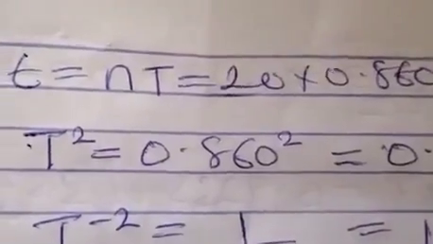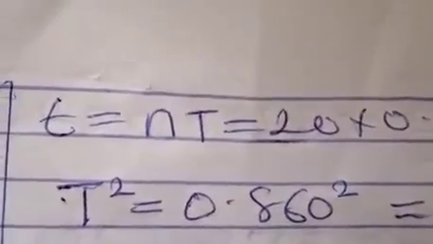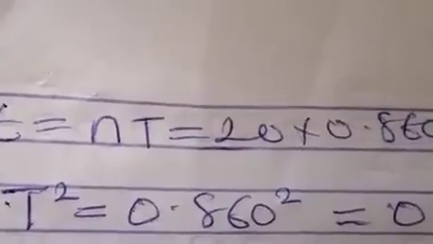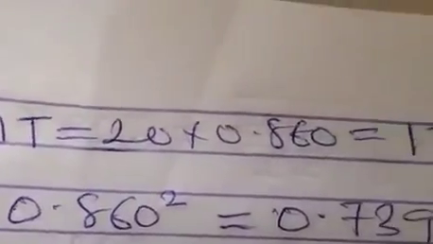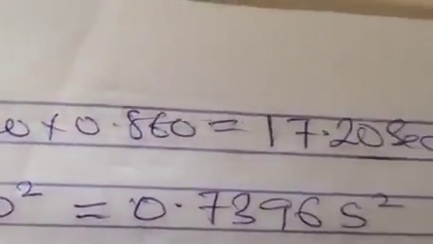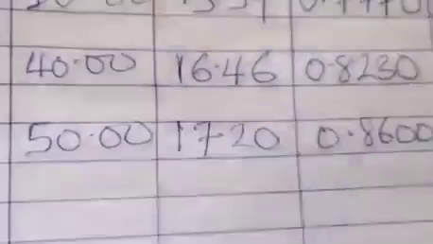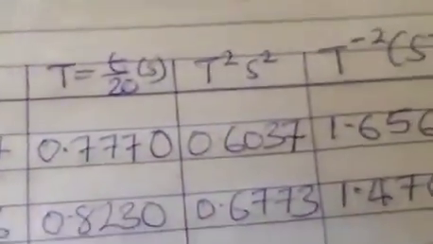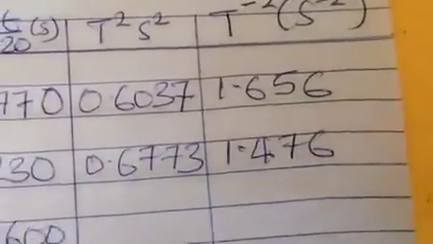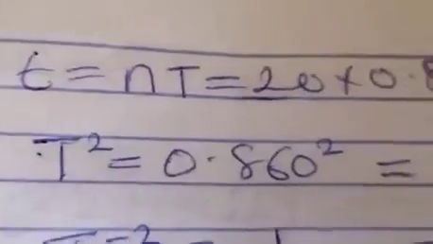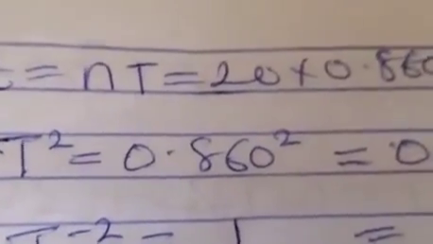We'll now find our small t. For small t, the formula remains the number of oscillations times the period. That is 20 times 0.86, the period. That gives us 17.20 seconds to 4 SF. So small t is 17.20 seconds reported. We'll now move over to find t squared and the inverse of t squared.